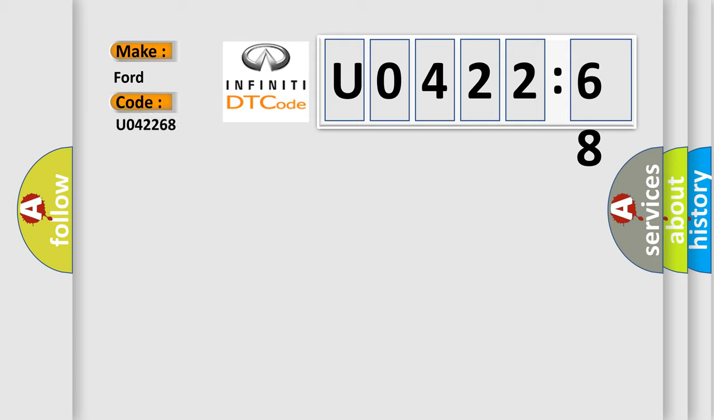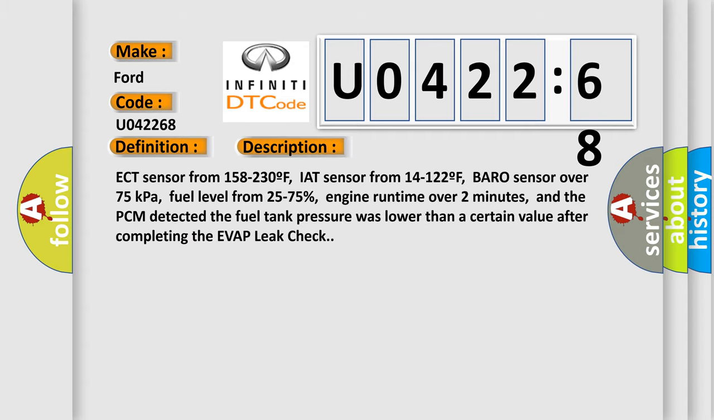U0422-68 interpret specifically for Infinity car manufacturers? The basic definition is fuel tank pressure sensor performance. And now this is a short description of this DTC code. ECT sensor from 158 to 230F, IAT sensor from 14 to 122F, BARO sensor over 75 kilopascals, fuel level from 25 to 75%, engine runtime over 2 minutes, and the PCM detected the fuel tank pressure was lower than a certain value after completing the EVAP leak check.